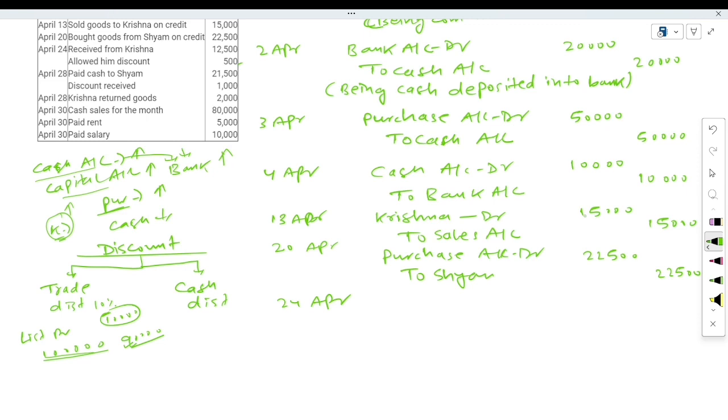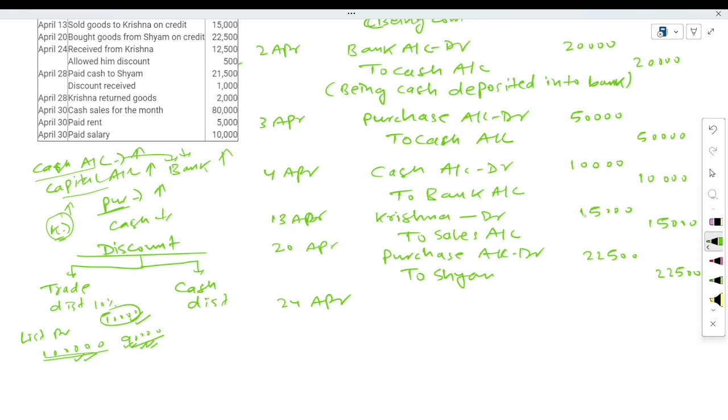And this amount of discount of rupees 10,000, which is trade discount, will not be shown in your journal or in your books of account. It means from the list price directly we have to deduct the trade discount amount, and after deducting it, whatever price is available, this price will be recorded at the time of making the journal entry.